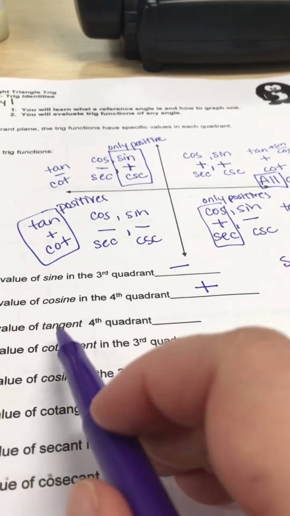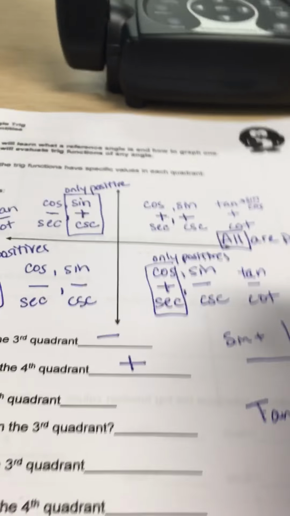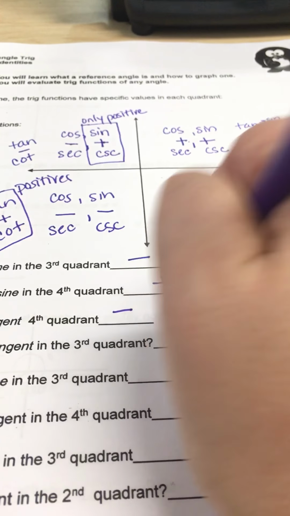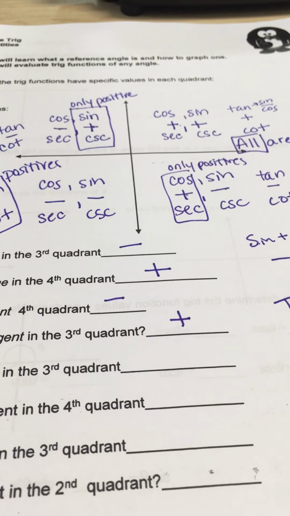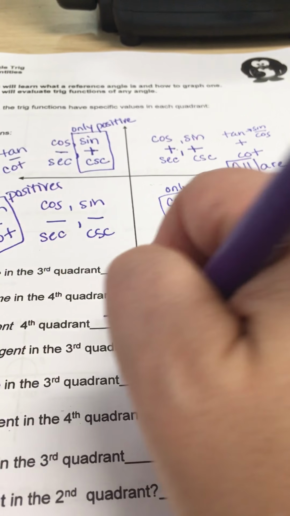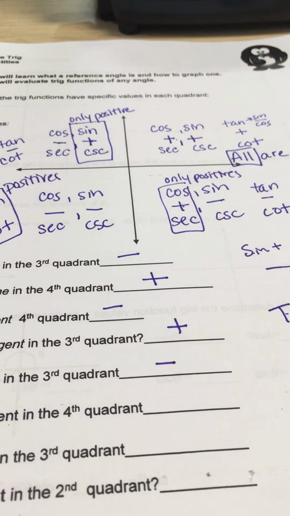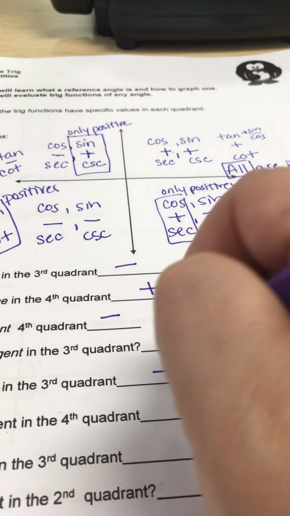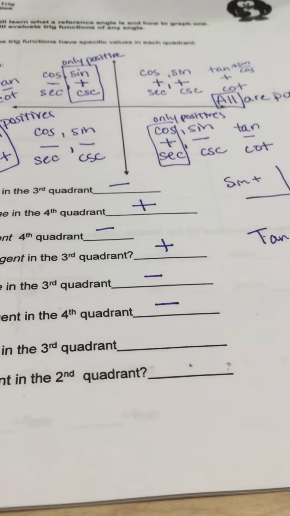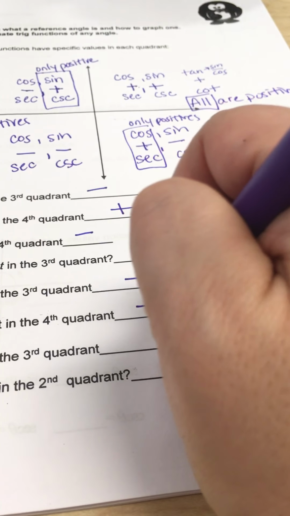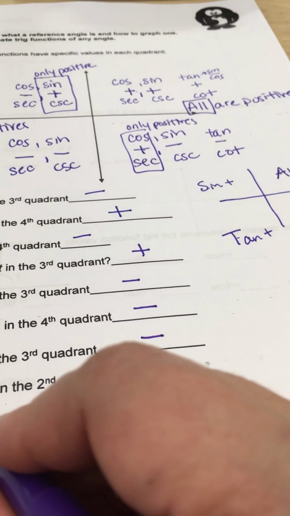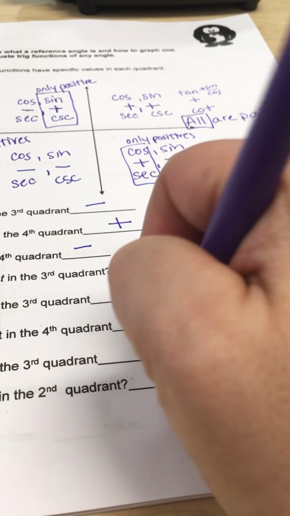Alright, tangent in the fourth quadrant is a negative. Cotangent in the third quadrant is a positive. Cosine in the third is a negative. Cotangent in the fourth is a negative. 7. Secant in the third is a negative, and a cosecant in the second is a positive.